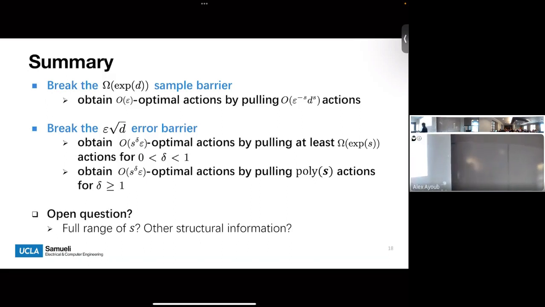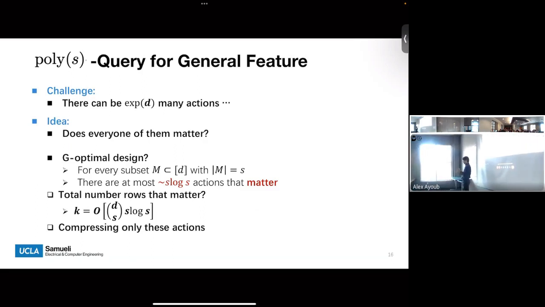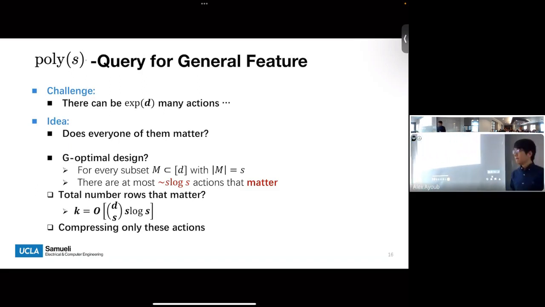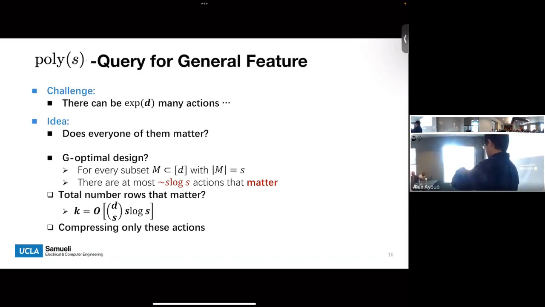I didn't quite get that last bit. When you have a small index set, why is there an S log S? Oh, well, S log S of them matter, right? That's coming from optimal design. If you do G-optimal design, the number of actions you need to pull is S log log S, actually. Oh, okay. Yeah. So then you can get a square root of S times epsilon estimate already. That means you don't really need to look at all of them, only a few of them. So we're doing a G-optimal design on the coordinates which are in the index set. Yeah. So for every index set, you look at the G-optimal design and keep those actions. The rest, get rid of them.